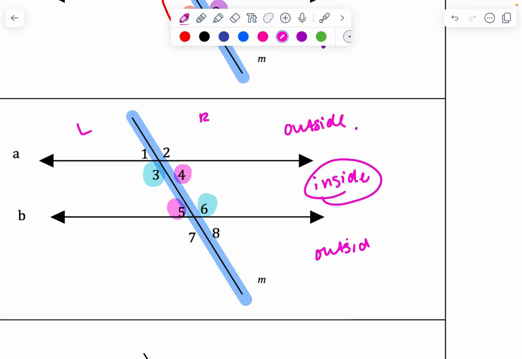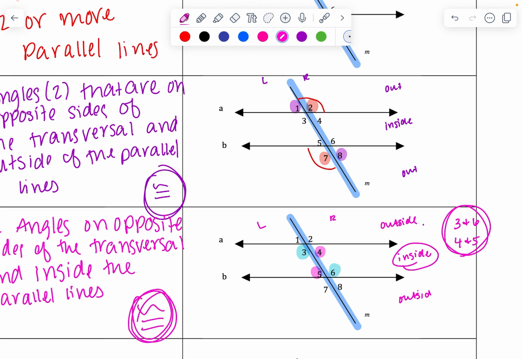Okay, so if you're doing this on paper and you don't have colors, just maybe off to the side, say 3 and 6, and then 4 and 5, so you can identify. I don't want you circling them because then they look like they're all the same. But just have a way to make a note of which sets are alternate interior angles. And same thing with your alternate exteriors: 1 and 8, and then 2 and 7.